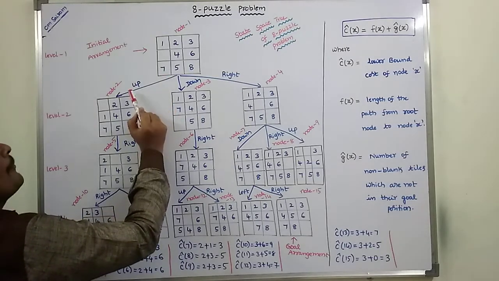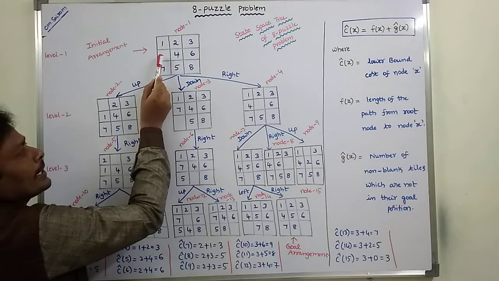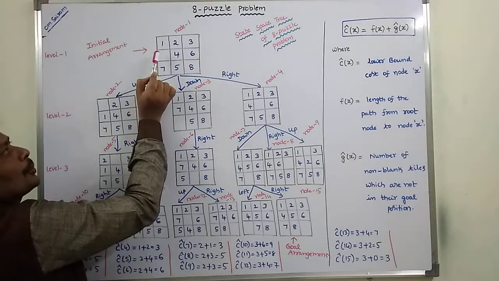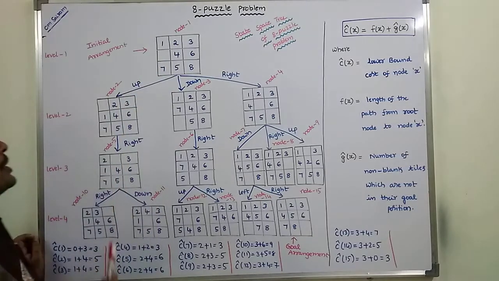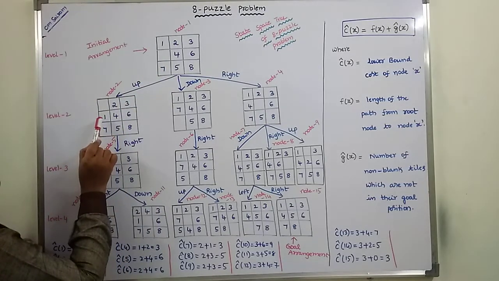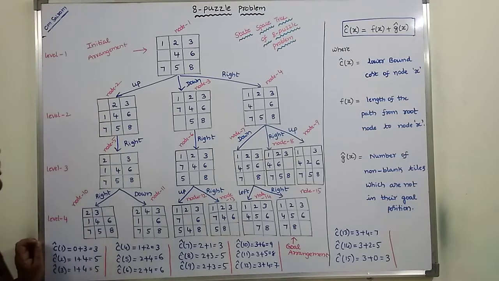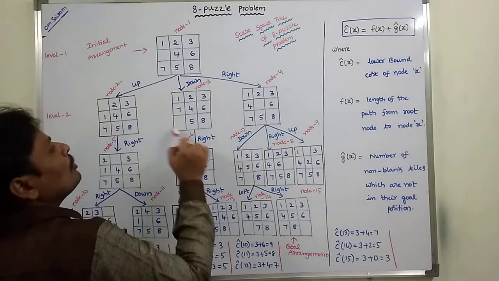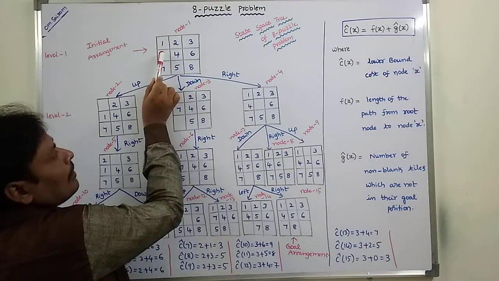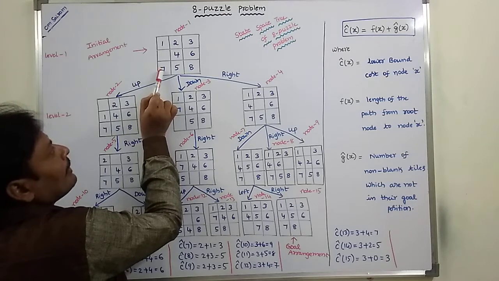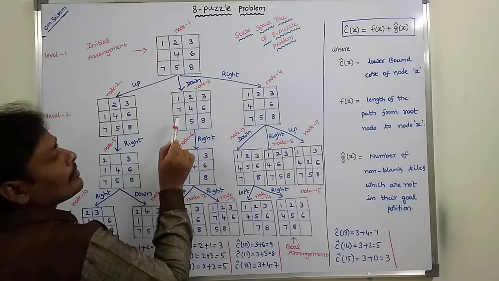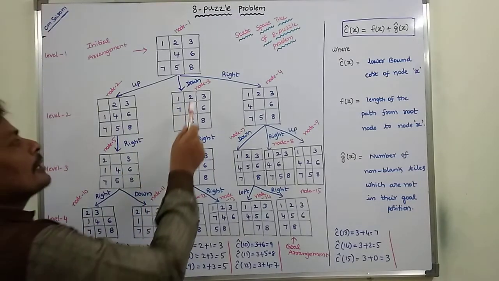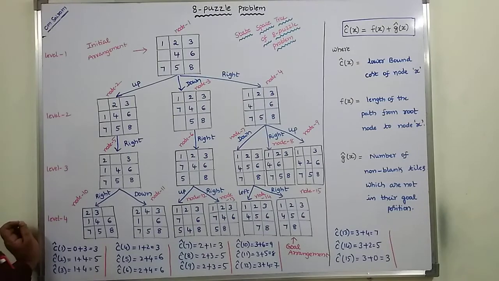Okay, so we can go for the up direction. The empty slot can be moved to the up direction. So the empty slot can be moved to this position and one can be moved to this position. The remaining tiles cannot be changed. Okay, next one, down direction. Suppose this empty slot can be moved to the down direction. 7 can go to the up direction. The remaining tiles cannot be changed.